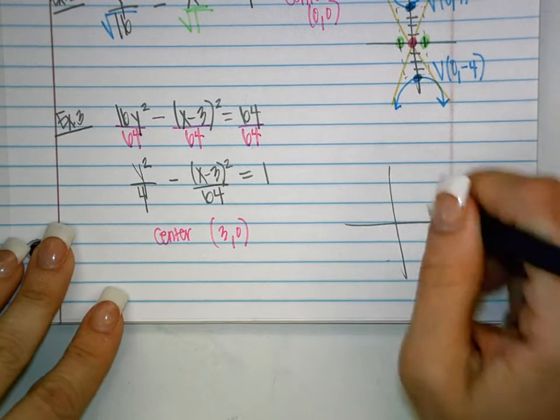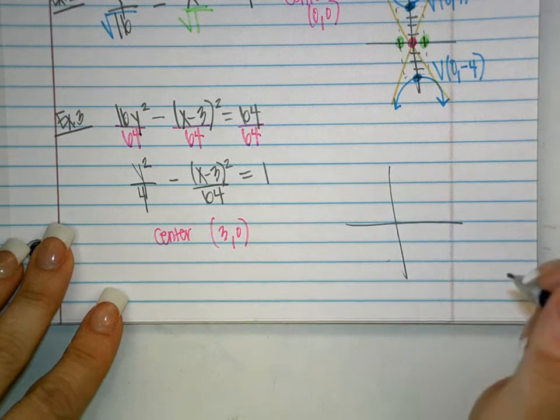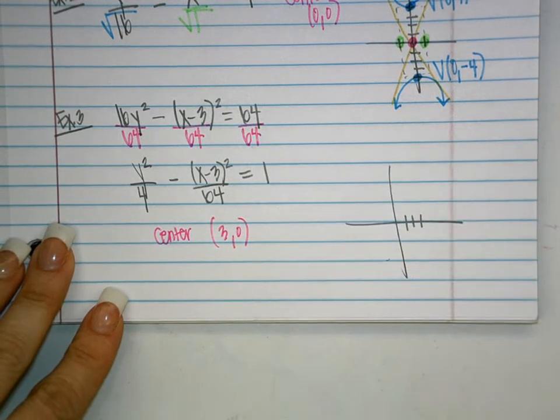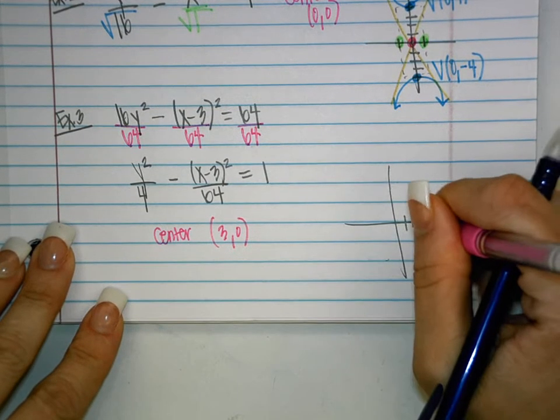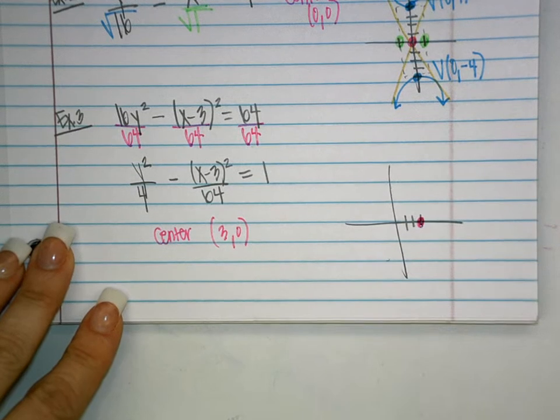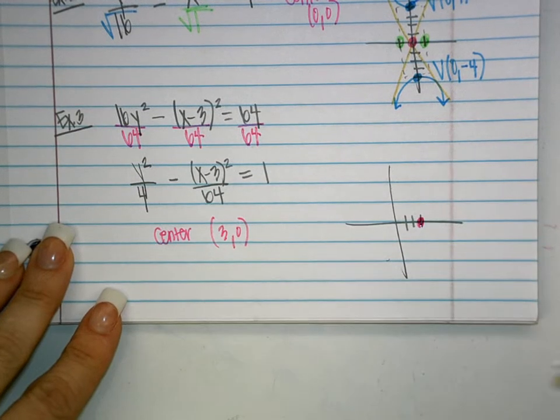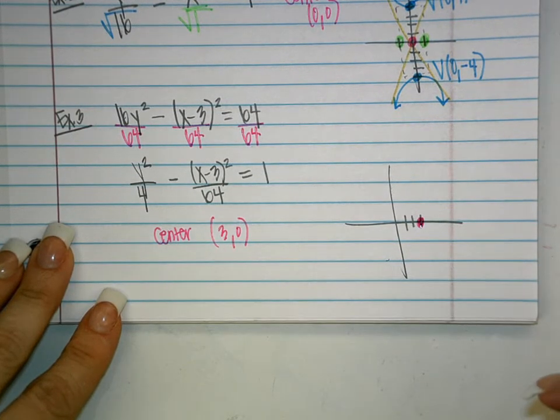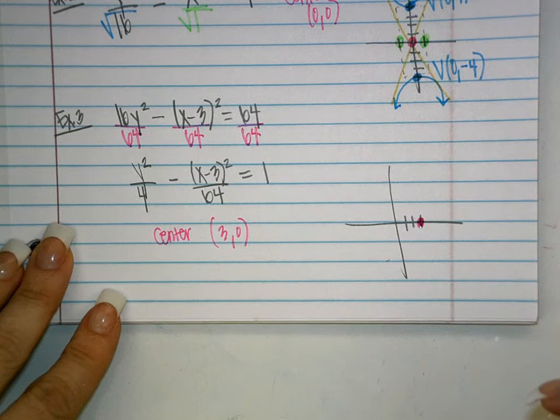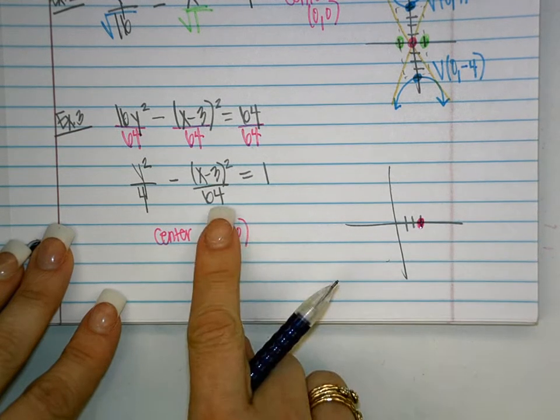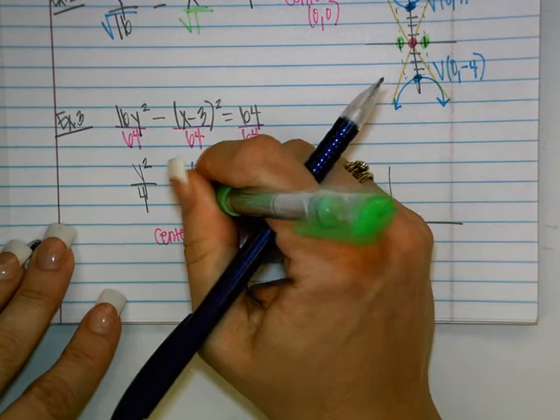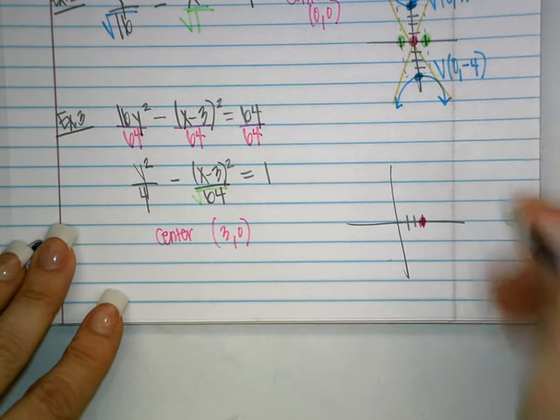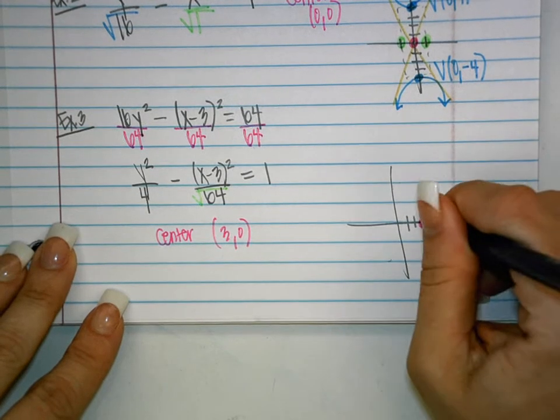So is that over 3 or up 3? Over 3. Okay, so over 3. Make your center. How far did you move side to side? 8. Take the square root of the x denominator, so that tells you to move over 8. So 8 in the right direction, 8 in the left direction.